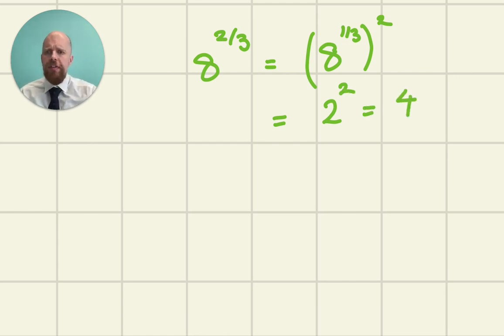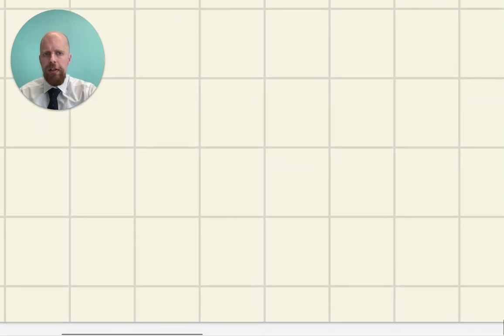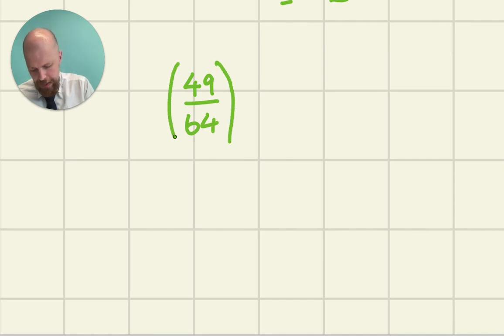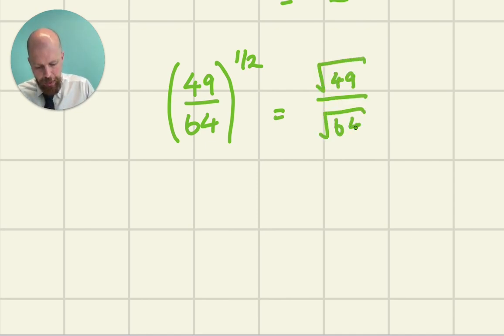What if we were dealing with a fraction as the base as well? Let's say we had 49 over 64 to the power 1/2. Well, in this case, the power 1/2 obviously means square root, but because we're dealing with a fraction, we can take the square root at the top and the square root at the bottom separately. So if I square root 49 and I square root 64, that leaves me with 7 over 8.